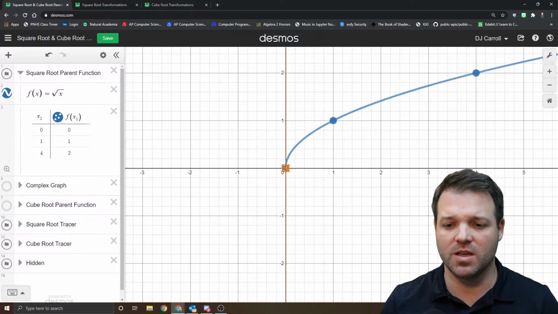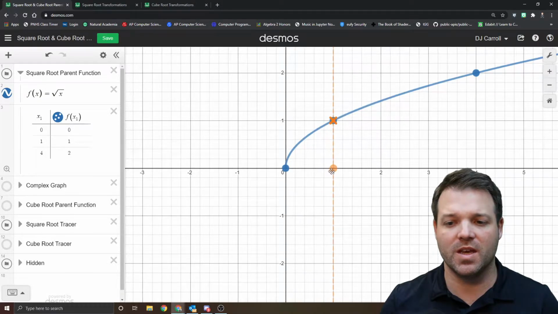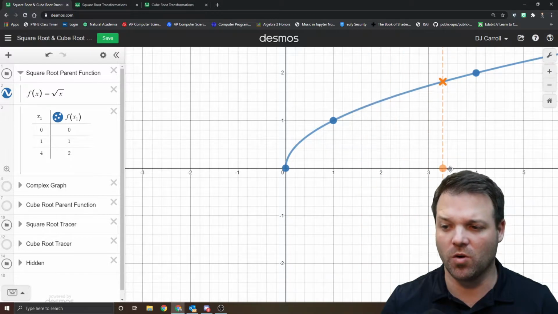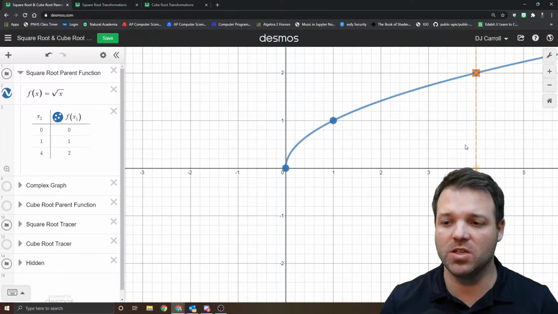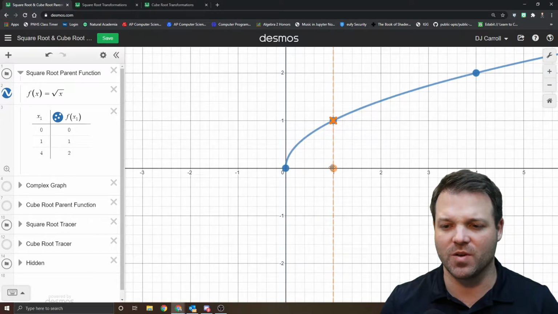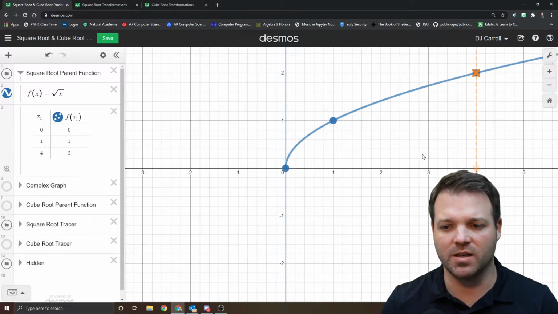So we're going to plug in 1 for x, and when we do that, we get a value of 1. The square root of 1 is simply 1. And the next nice whole number here is going to be 4. So when I plug in 4 for x, the square root of 4 is 2. All right, so these 3 points are essentially what you need to graph the parent function of y is the square root of x. Of course, you can move on after this.